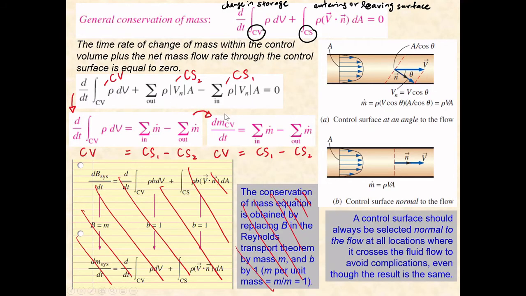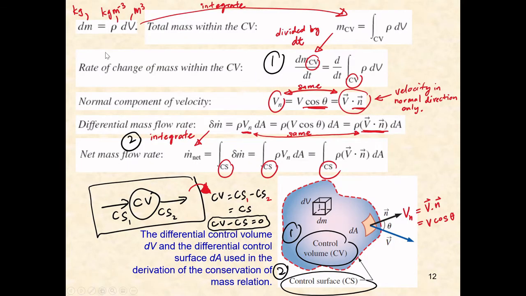Now we come to the next slide, which shows the general conservation of mass. Before we look into this, I'll show you the previous slide. In the previous slide, I showed you the control volume, and the derivation for the control volume I labelled as 1. I also showed the net mass flow rate entering or leaving, which I labelled as number 2.